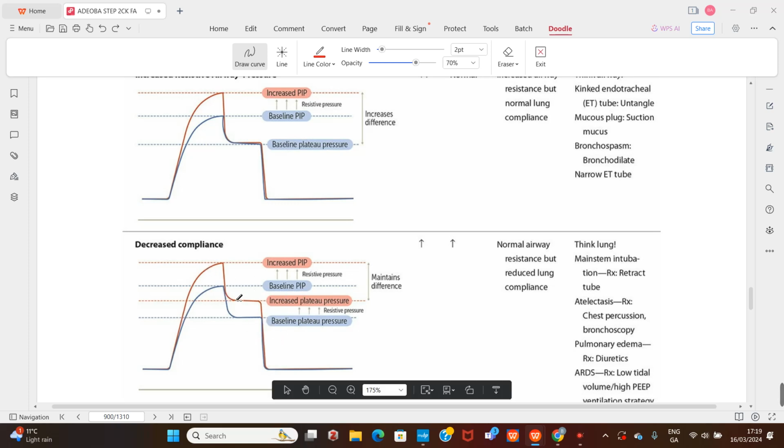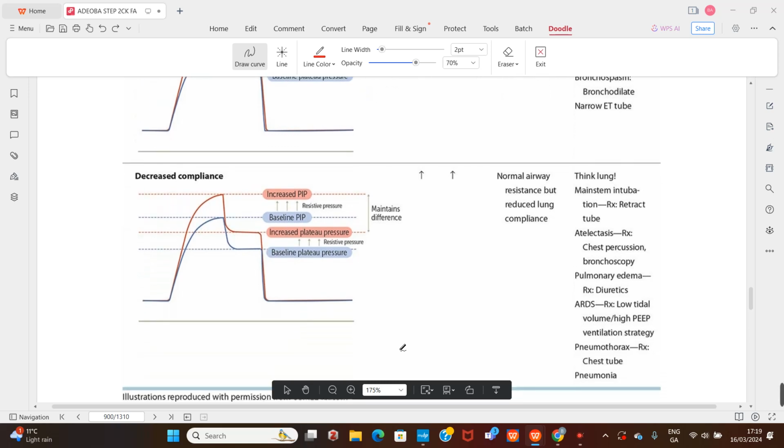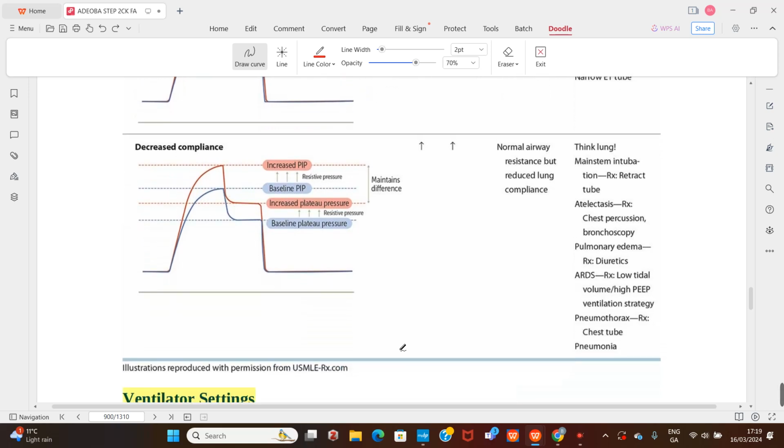Plateau has increased here. So definitely it means that elastic pressure is affected, right? Elastic pressure has increased and compliance has reduced. So what are those things that can cause reduction in compliance? That's the thing to now think of. There are so many things. The ones that are very easy.